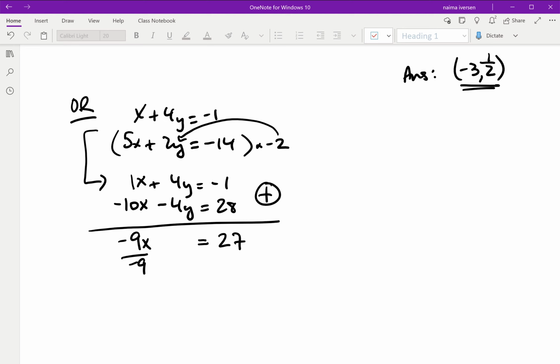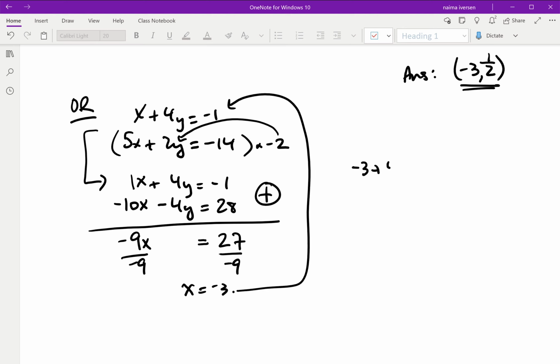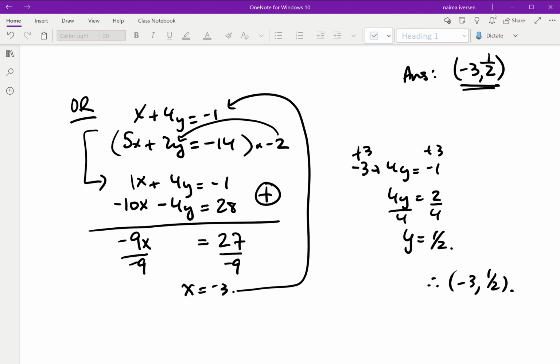Divide by negative 9, divide by negative 9, x is equal to negative 3. Again, plug it back into one of the equations sitting in here. Negative 3 plus 4y is equal to negative 1. Add 3 to both sides. 4y is equal to positive 2. Divide by 4. Divide by 4. Y is equal to 1/2. And we get that same solution, negative 3 comma 1/2.